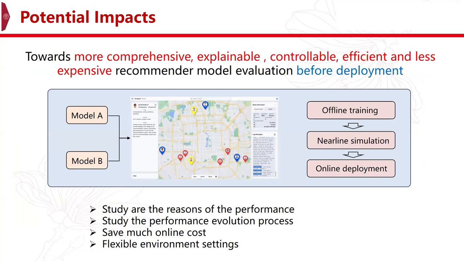Okay, we believe user behavior simulation in the future may have many potential impacts. For example, this simulator can bring more comprehensive, explainable, controllable, efficient, and less expensive recommender model evaluation before real development. For example, in the future, maybe in the real industry, we have three phases. The first one is offline training, and after training a model, we can deploy the model in the simulator, and we can call this phase nearline simulation.